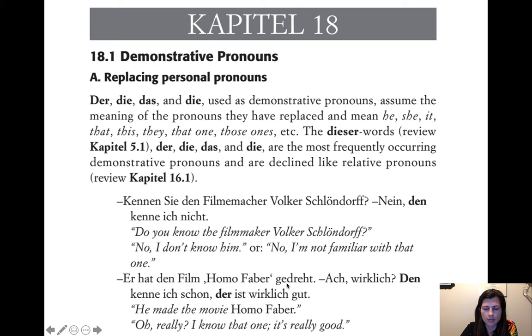Hat den Film Homo Faber gedreht. All right, that's easy enough. He made the movie. Gedreht is filmed, so he filmed the movie or made the movie Homo Faber. And the person says, ach, wirklich? Den kenne ich schon. Der ist wirklich gut. So it's the same thing where it's like, oh, really, that one I know. Since we're emphasizing, the direct object is coming first, but it's in the accusative, and the reason you're saying den instead of ihn is because it just adds emphasis. So, den kenne ich schon. That movie, oh yeah, that movie, I know that one. It's really good. Der ist wirklich gut.